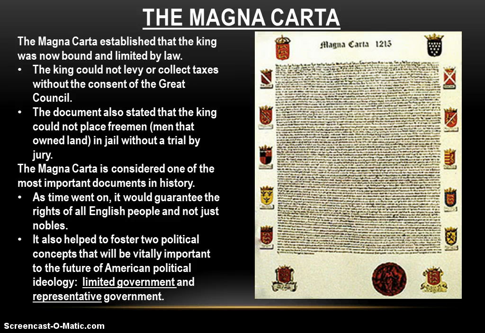Additionally, the Magna Carta stated that the king cannot place freemen, that'd be men who own land, basically nobles, in jail without a trial. So let me get this straight. No taxation without representation and no punishment without a trial by jury? That should sound really familiar, America.